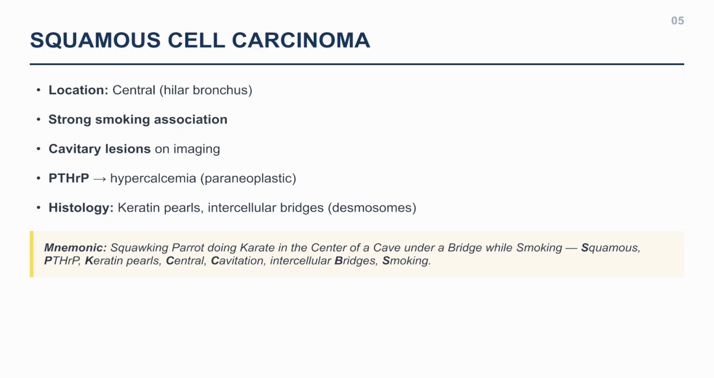To remember all of this, imagine a squawking parrot doing karate in the center of a cave under a bridge while smoking. That gives you squamous, PTHrP, keratin pearls, central location, cavitation, intercellular bridges, and smoking, all in one mnemonic.